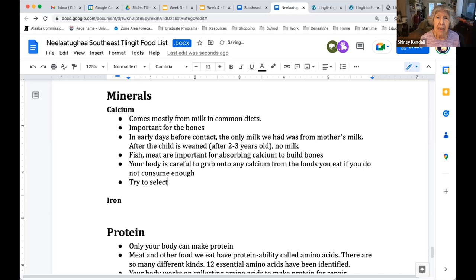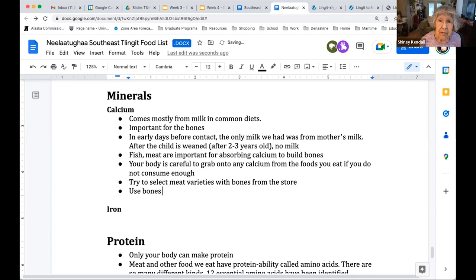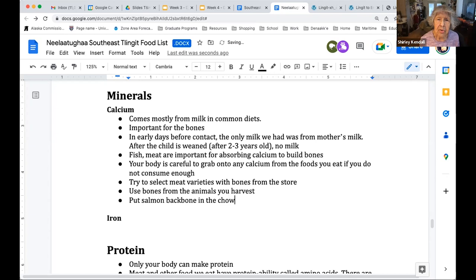The thing that strikes fear in me is that we're beginning to copy that. The deer meat, you cut away all the meat and can it and freeze it or whatever, and the bones are not used. The salmon that we eat, the backbone is cut out and thrown away. It used to be my mom would just put it in the chowder for the salmon. Also, another good source of calcium is fish head soup.